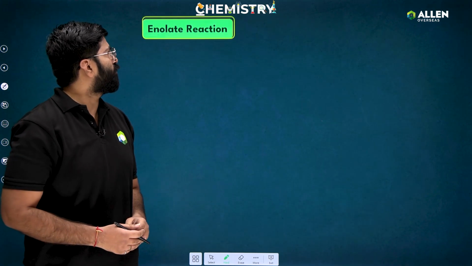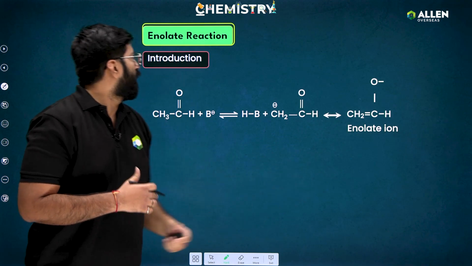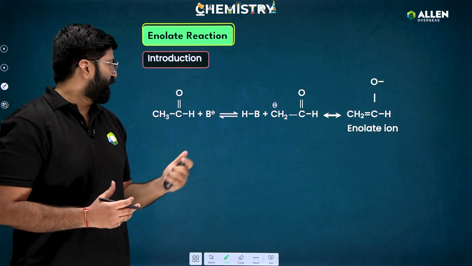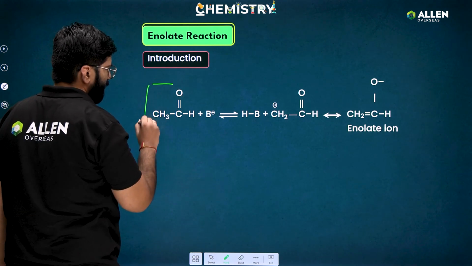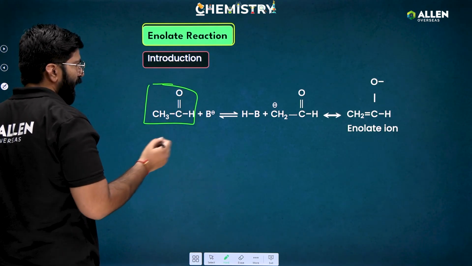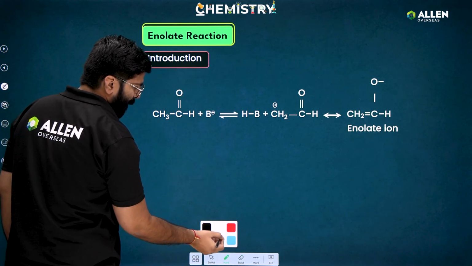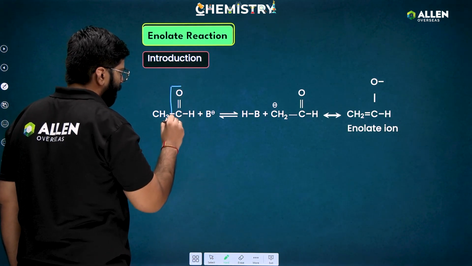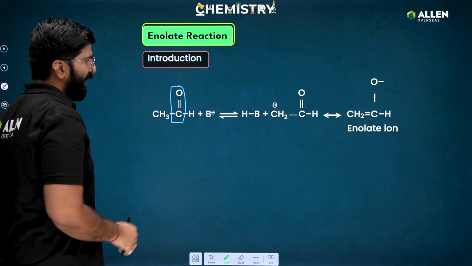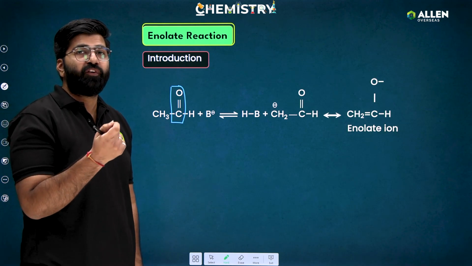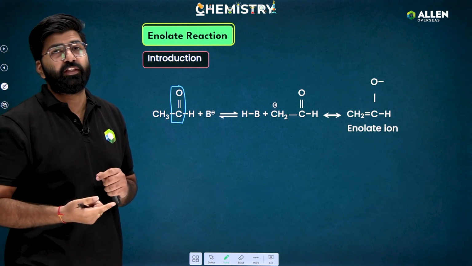The first thing that you should know is the enolate ion, which we are going to use to make our aldol. Here, an aldehyde is given. In all aldol reactions, the important part is this group. If this group is present and just beside it there is an alpha carbon which has an alpha hydrogen, then only can you proceed with this reaction.